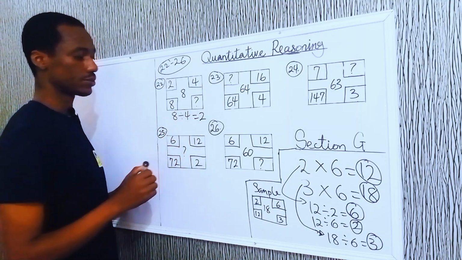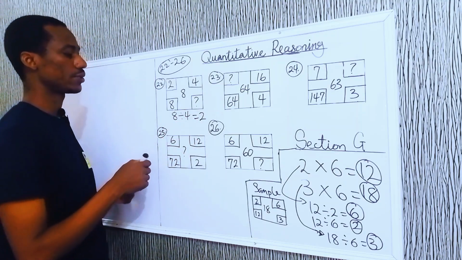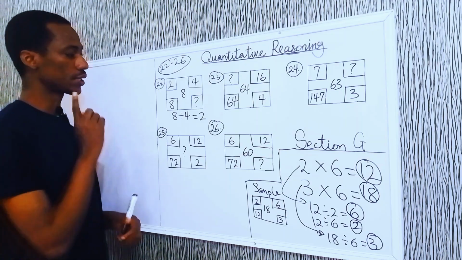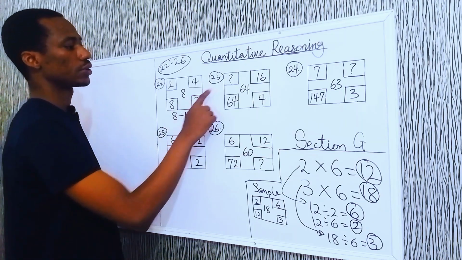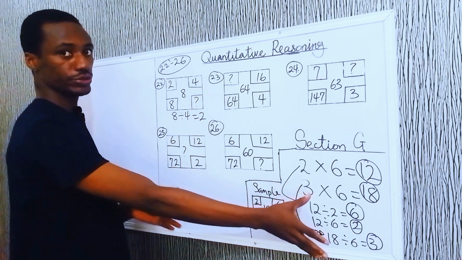2, because 2 times 4 is 8. So 8 divided by 4 is 2. So the answer to number 22 is 2. Okay? And then number 23, can you see how I'm using my analysis?